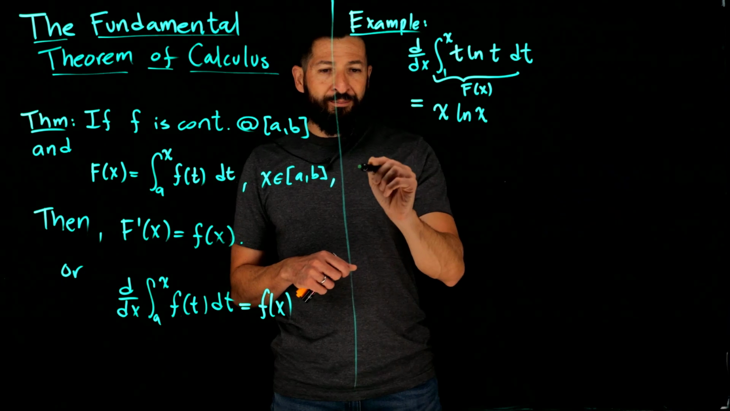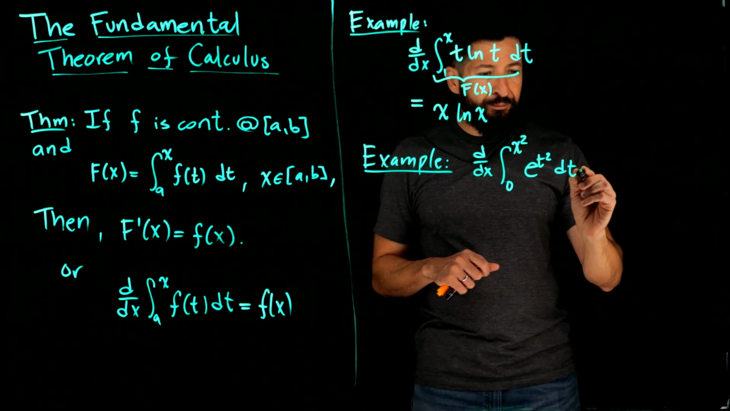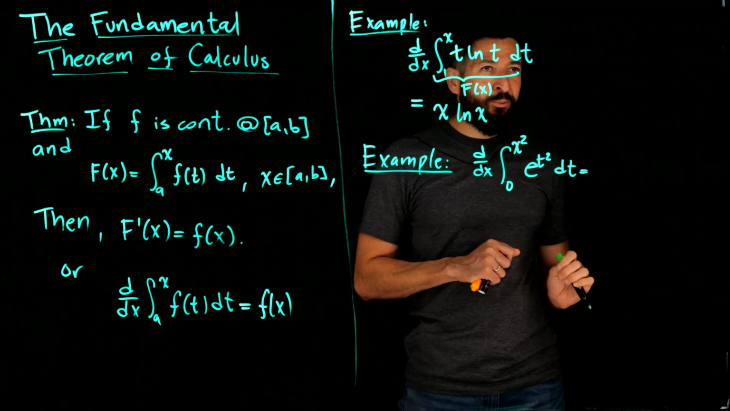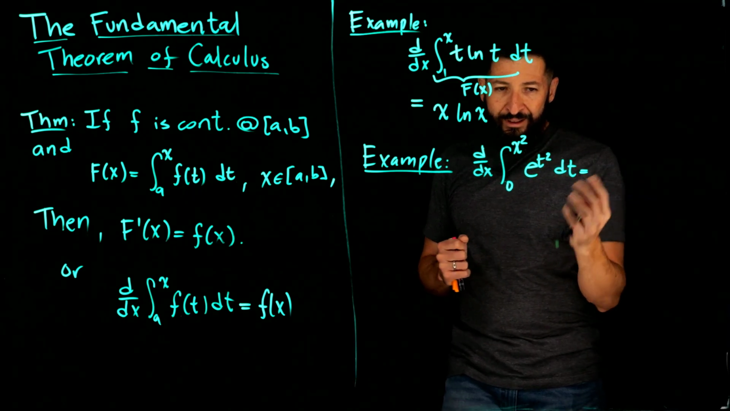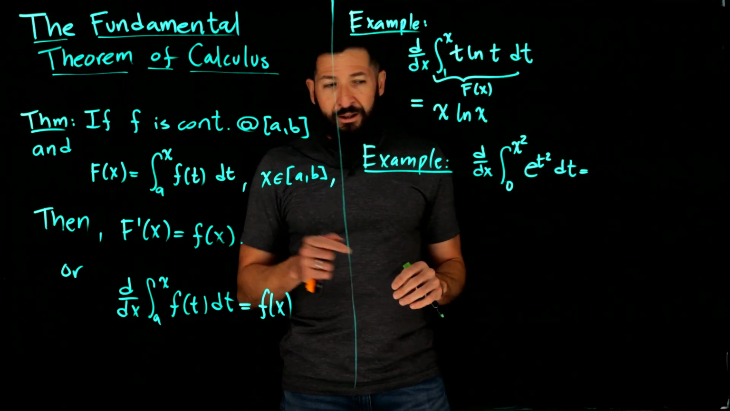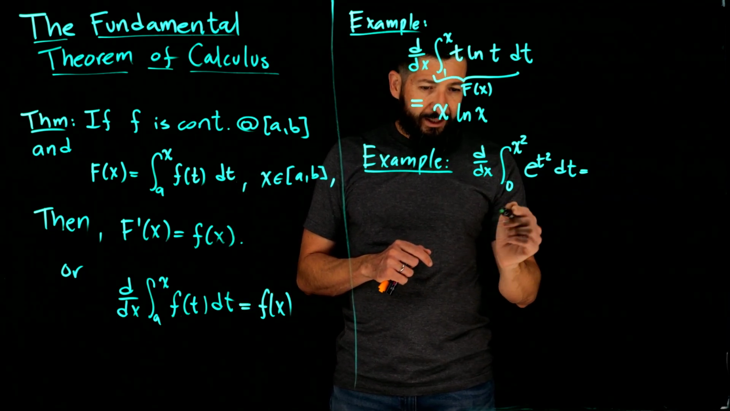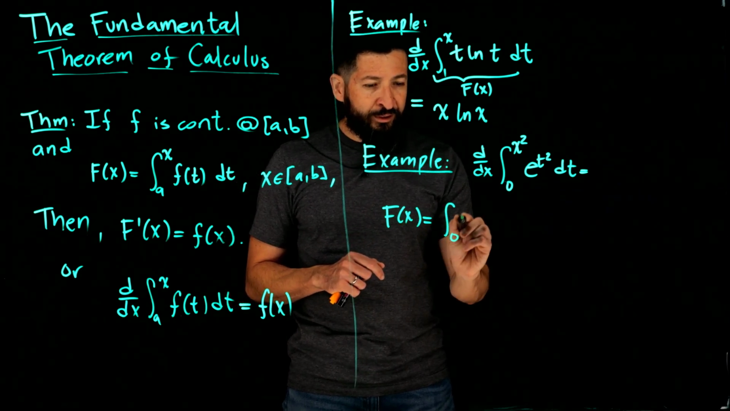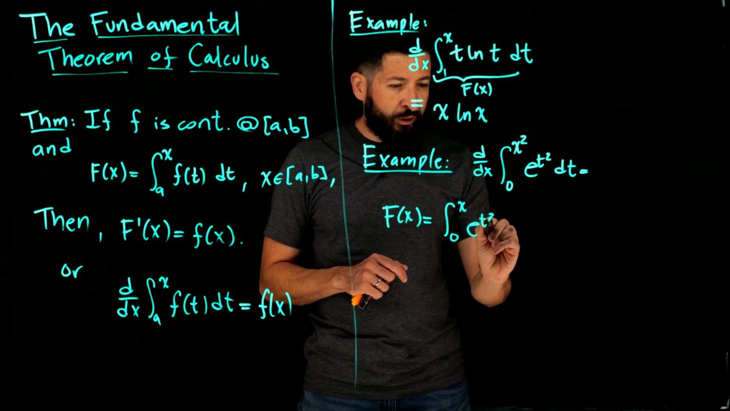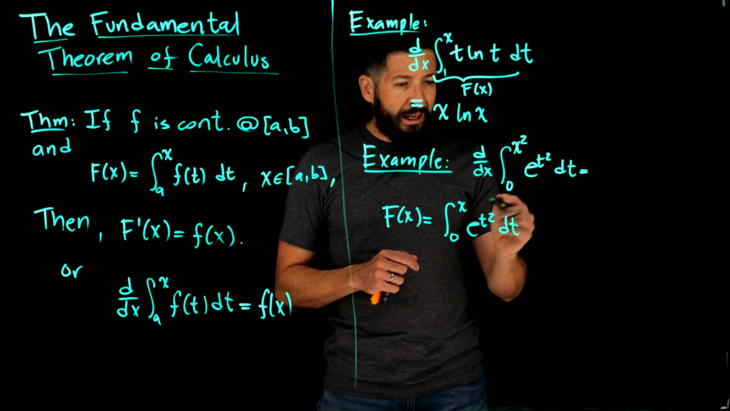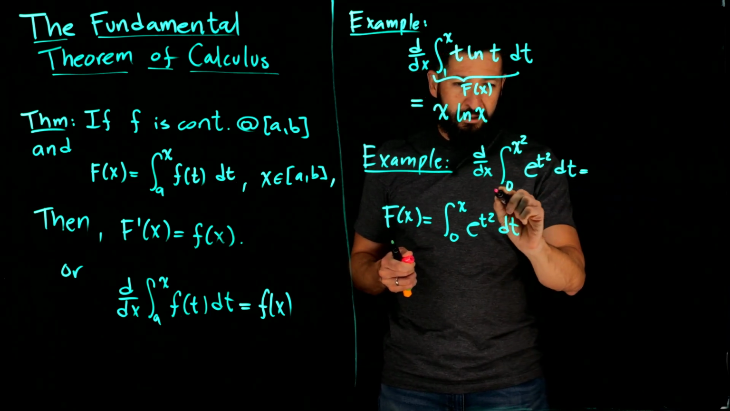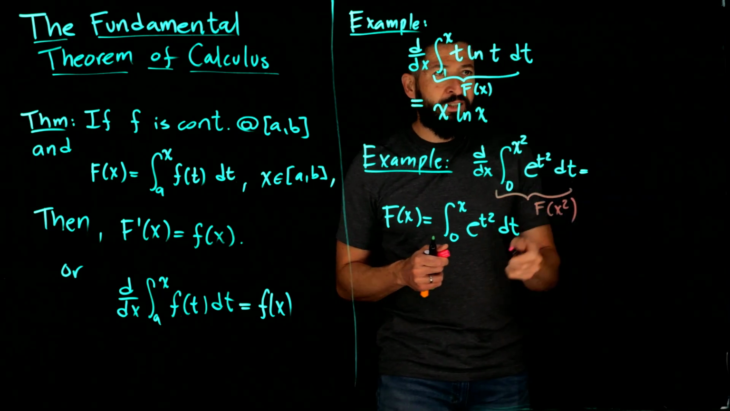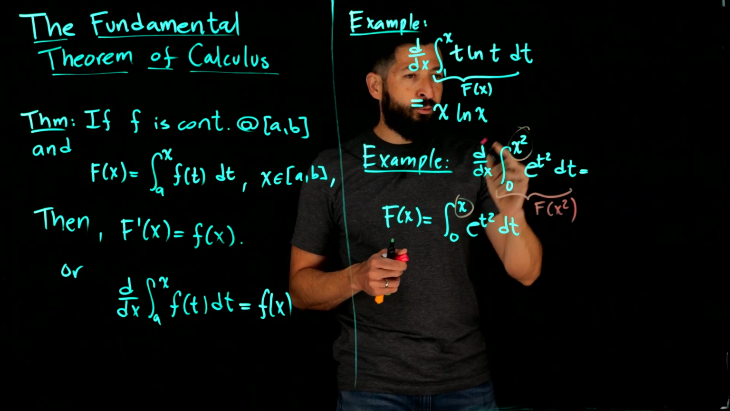All right, so let's do another one. Let's take a look at this one right here. If you notice here, this is another one we don't know the antiderivative of, e to the t squared, but we don't need to, right? But now notice one thing, that if I define f of x to be the integral from 0 to x of e to the t squared dt, then what I have right here is nothing but f of x squared, because I changed the x for an x squared.